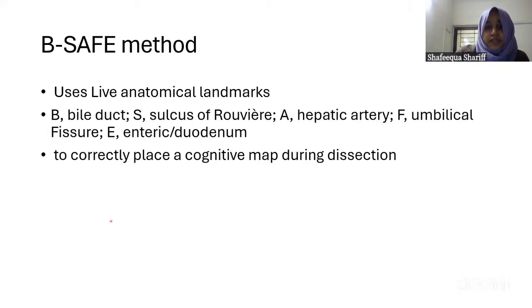So it uses live anatomical structures. It is like a cognitive map during dissection. B stands for bile duct, S for the sulcus of Rouviere, A for the hepatic artery, umbilical fissure, and the E for the duodenum.